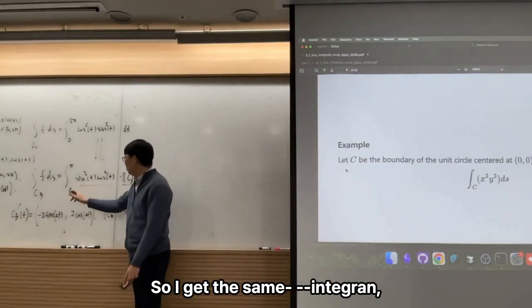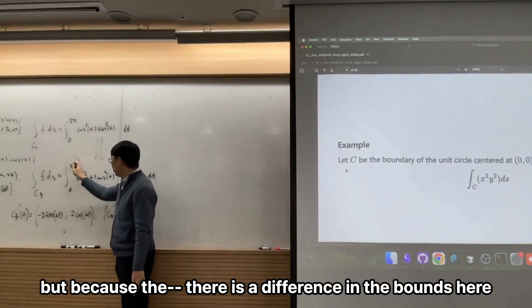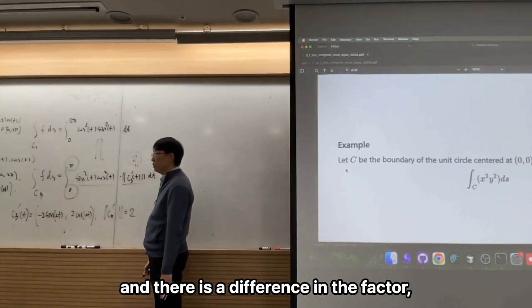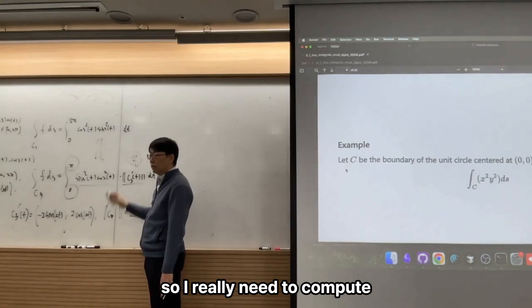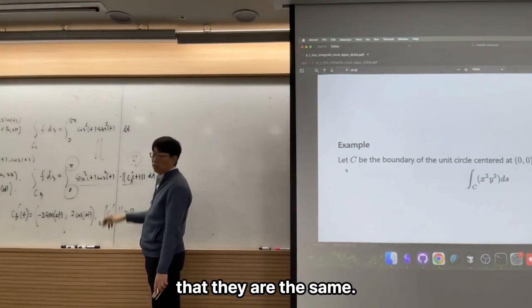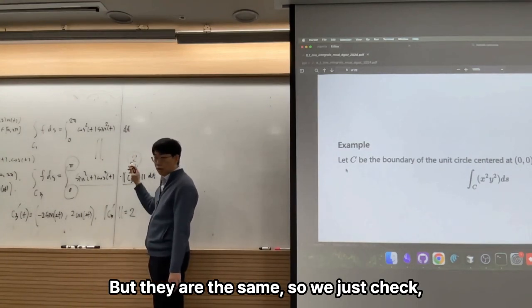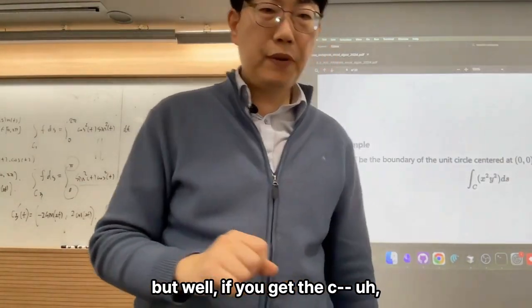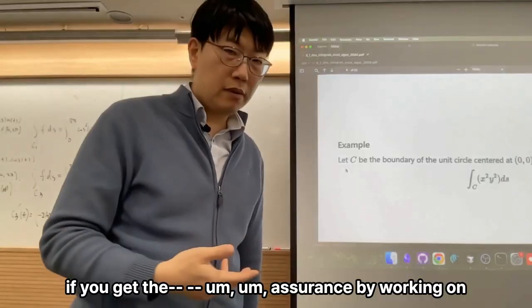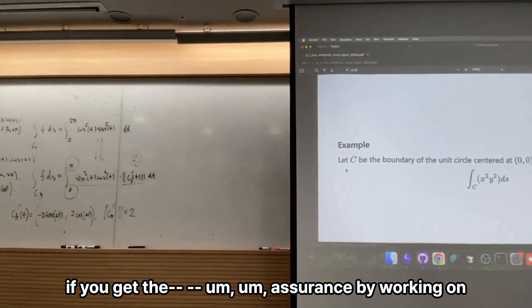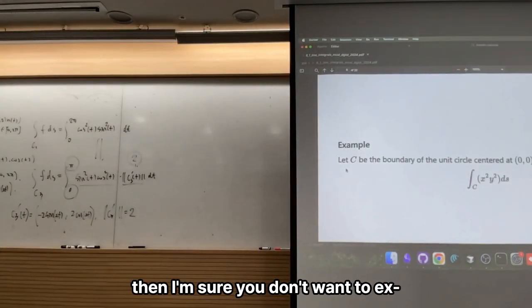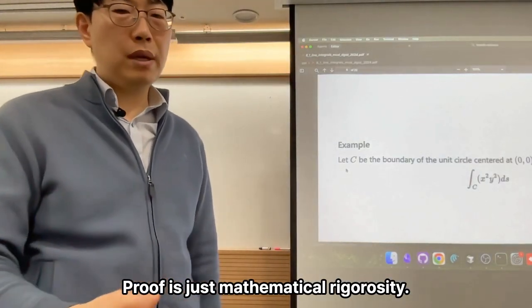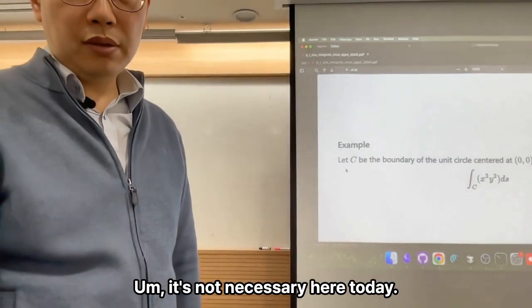So I get the same integrand, but because there is a difference in the bounds and a difference in the factor, I really need to compute the final answer in order to see that they are the same. But they are the same, so you can just check this out. And we can prove it, but if you get the assurance by working through this specific example, then I'm sure you don't need to look at the proof. Proof is just mathematical rigor. It's not necessary here today.